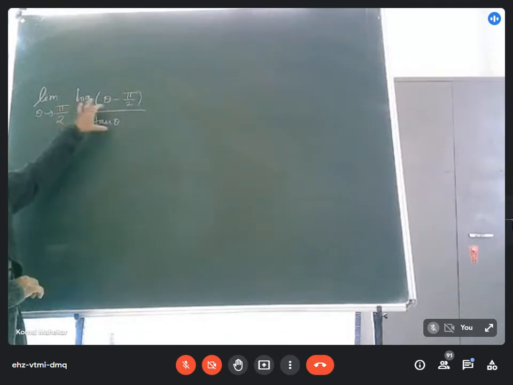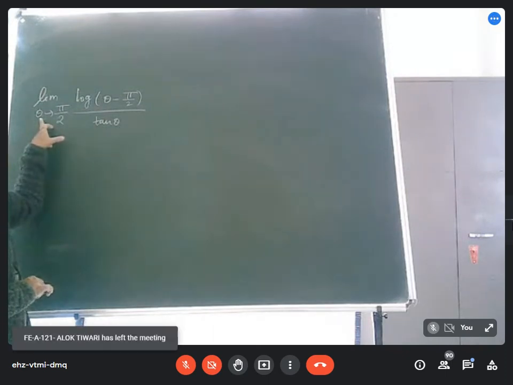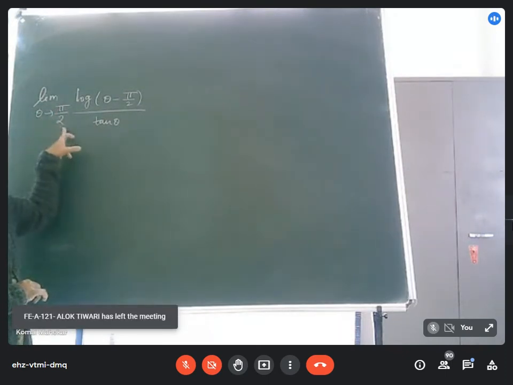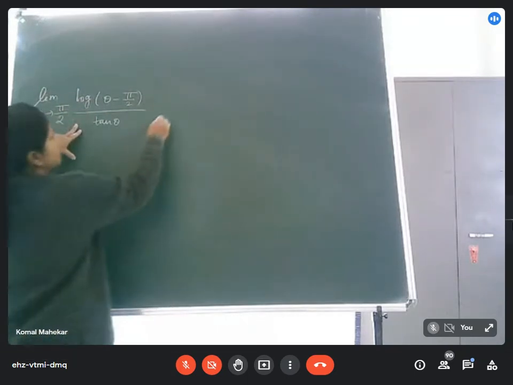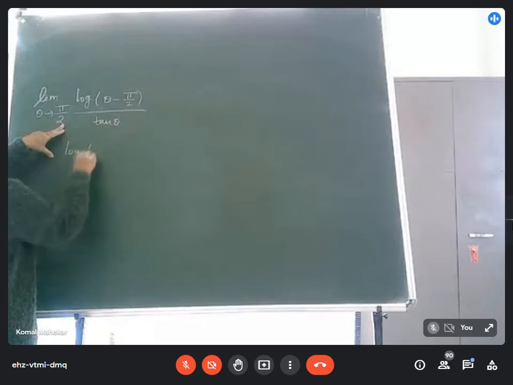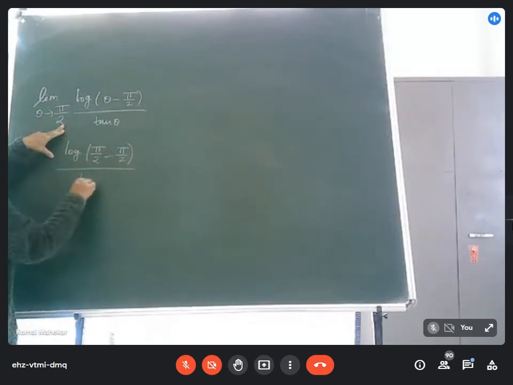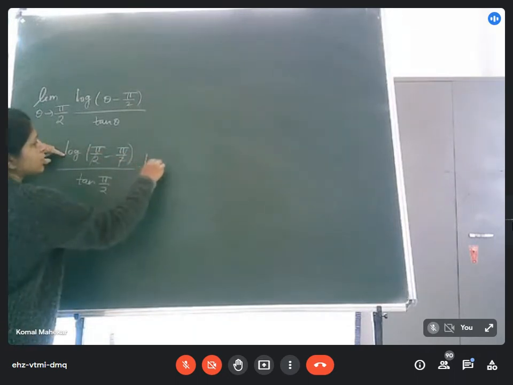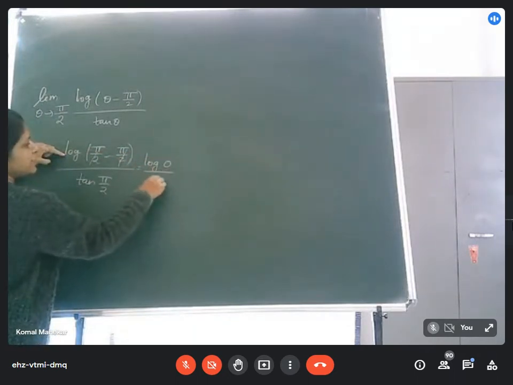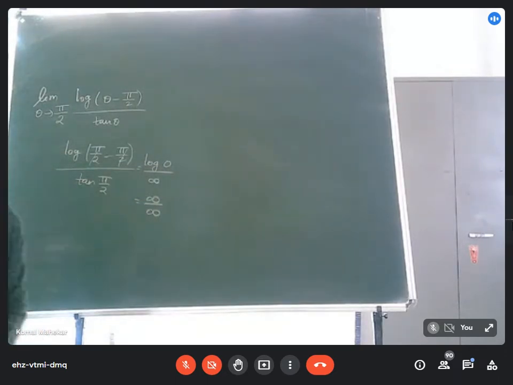Here the numerator and denominator are functions of theta, and the limit is theta tends to pi by 2. If you put theta as pi by 2 in the numerator and denominator, this becomes log of (pi by 2 minus pi by 2) divided by tan pi by 2. The pi by 2 terms cancel, so this is log of 0 divided by tan pi by 2, that is infinity. Log of 0 is infinity. So this is now in infinity by infinity form.